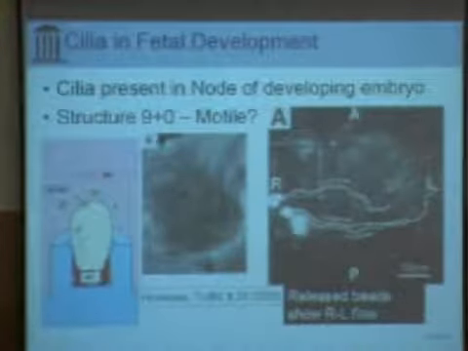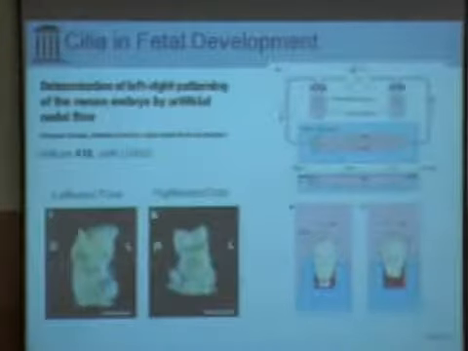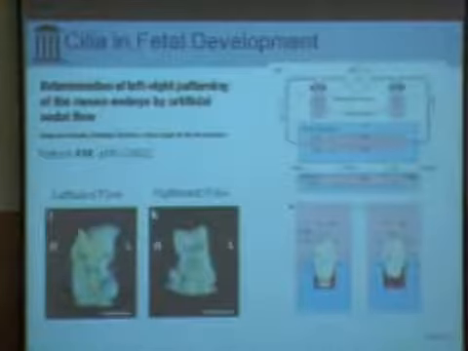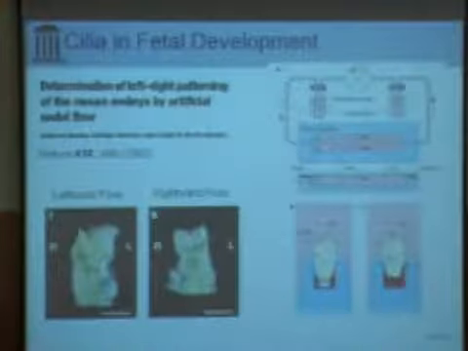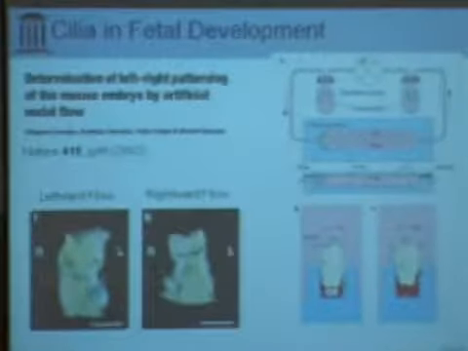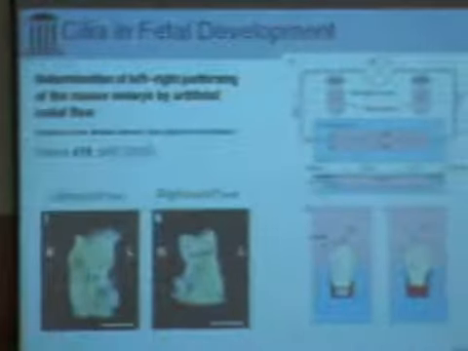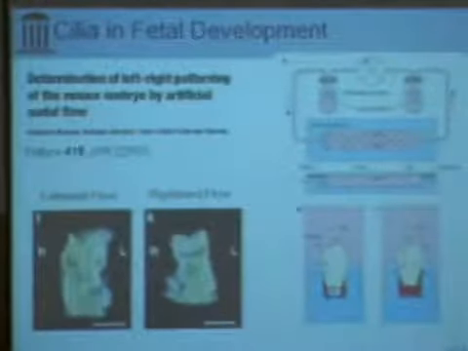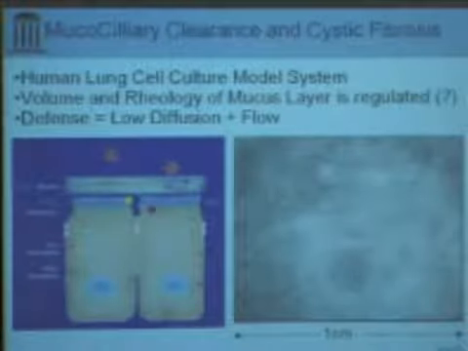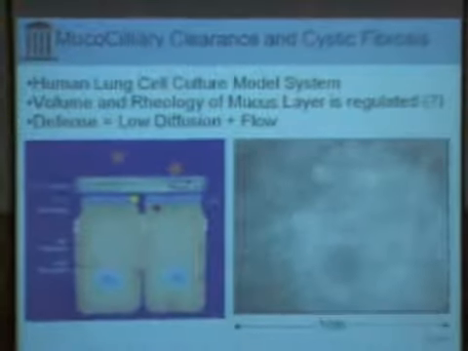And what this group did in Japan was they took these developing mouse embryos and they put them in a fluid channel. And what they showed was they can control which side of the developing mouse the heart shows up on by changing the direction of the fluid flow across these oriented embryos. So that shows that cilia are important for embryonic development. They control fluid flow in the developing embryo, and that dictates the distribution of organs inside the body.